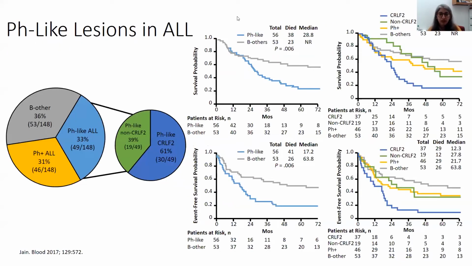Just the last few slides, I wanted to touch upon Philadelphia-like ALL, because this is an entity which is of extreme significance. So about 33% of all ALLs will be Philadelphia-like as determined by a gene signature. And in the Philadelphia-like, you will have a group which is going to be a high-risk group, such as those which are CRLF2 positive or Ikaros positive or JAK2. And there will be about 30 to 40% which are going to be non-CRLF2. Why is this important to note? Because patients who are CRLF2 positive tend to have a marked decreased overall survival, and they actually tend to do worse compared to all of these other groups.